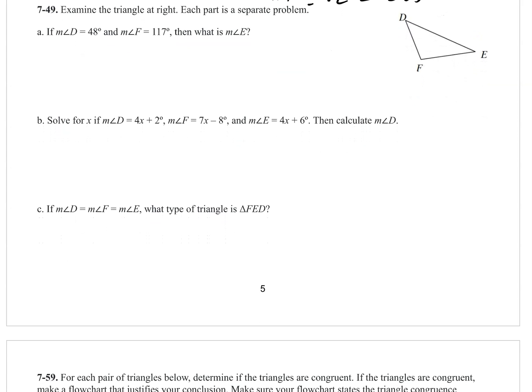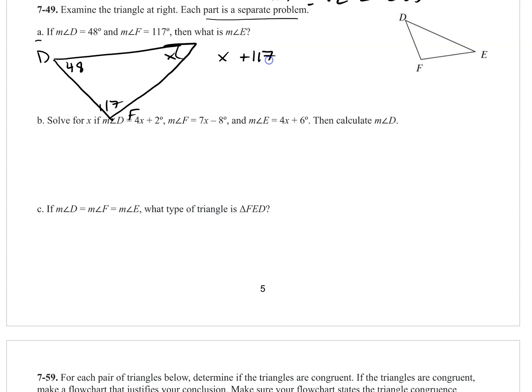Okay, look at the triangle at the right. Each part is a separate problem. So problem A. If D is 48 and F is 117, what is E? We'll call it X. We don't know what it is, but we do know that X plus 117 plus 48 has to add to 180. These three angles should always add to 180. That's the triangle sum theorem.